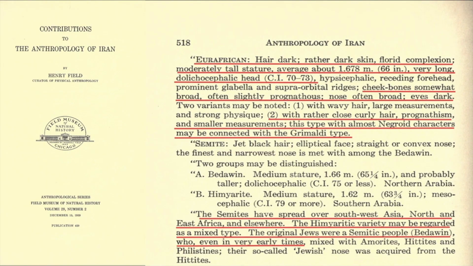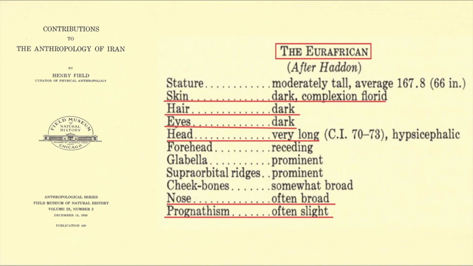Eurafrican. And this is from Contribution to the Anthropology of Iran, and it says Eurafrican, hair dark, rather dark skin, fluid complexion, moderately tall stature, average, very long dolichocephalic skull, cheekbones somewhat broad, often slightly prognathous, again projecting near the jaw, nose often broad, dark eyes. With rather close curly hair, prognathism, and smaller measurements, this type with almost Negroid characters may be called the Grimaldi type. Eurafrican, this is by Hayden, who we mentioned earlier. Skin, dark. Hair, dark. Eyes, dark. Head, very long. Nose, often broad. Prognathism, often slight.